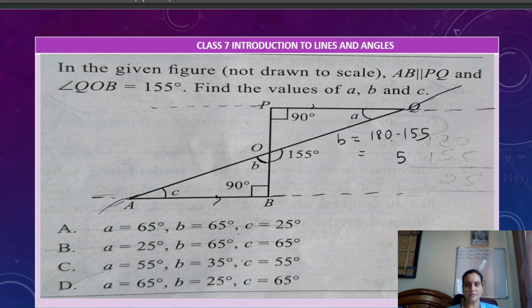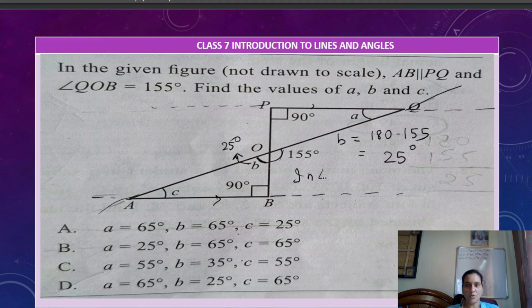10 minus 5 is 5, 7 minus 5 is 2. So B's value is, now we got it, I'll write here 25 degrees. Now if you see here, this transversal is forming two triangles. One triangle here, one triangle this side. Let's take the triangle OAB.